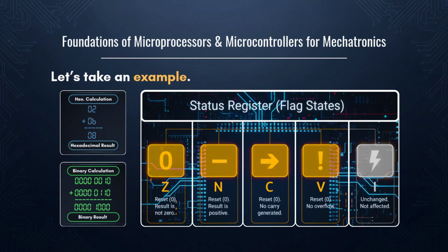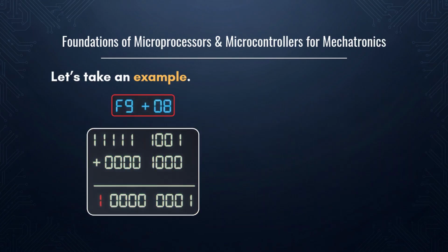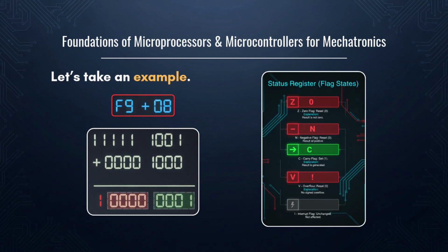Now let's add F9 and 08. The result is 101. This time, the result is not 0, so Z is reset. It's still positive, so N is reset, but here we do have a carry, so the C flag is set. And once again, the result is within range, so V stays at 0.